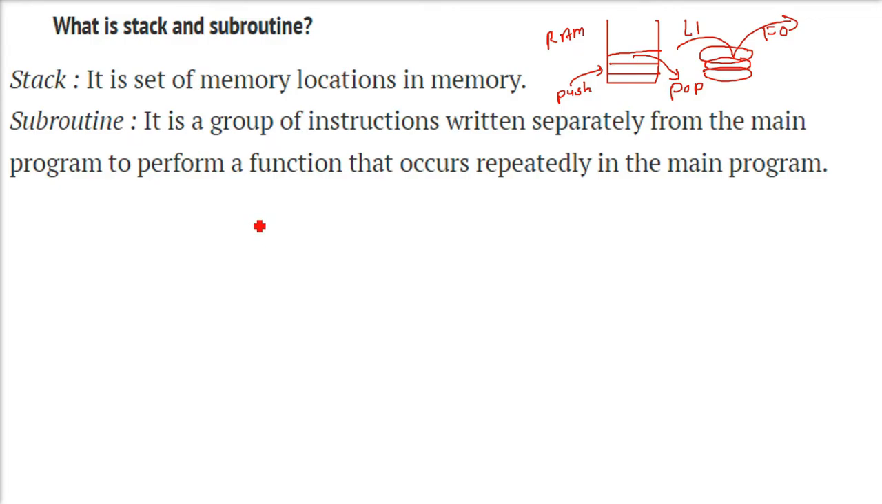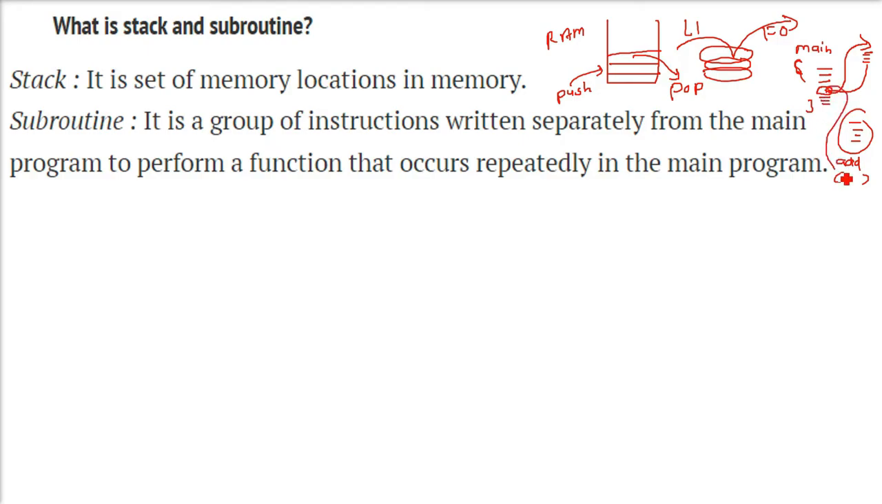The stack is the set of memory locations in memory. But subroutine is that you have a main program. Now there are certain tasks which are to be repeated again and again. Rather than writing that code again and again, we can make a function, which in microprocessor language we call a subroutine. So control goes to the subroutine and comes back. A subroutine is a group of instructions written separately from the main program to perform a function that occurs repeatedly in the main program.